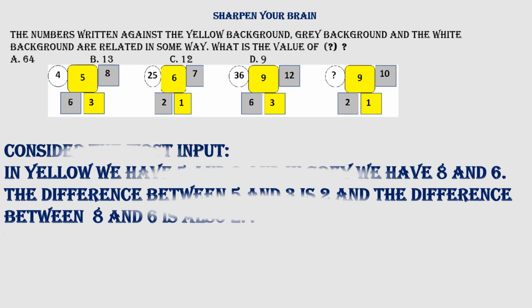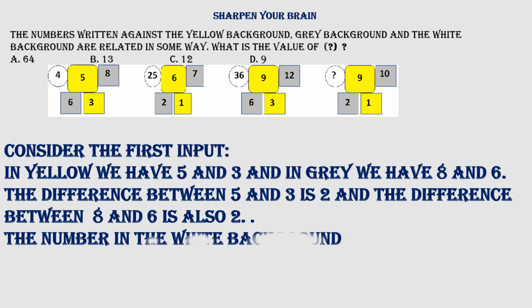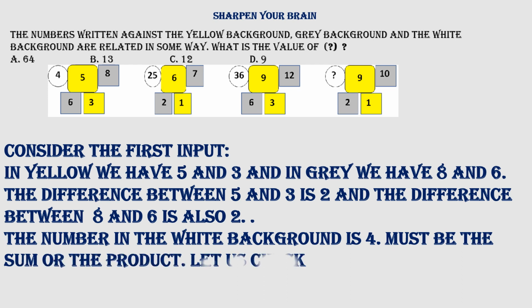Consider the first input. In yellow we have 5 and 3. And in gray we have 8 and 6. The difference between 5 and 3 is 2. And the difference between 8 and 6 is also 2. The number in the white background is 4. Must be the sum or the product. Let us check.